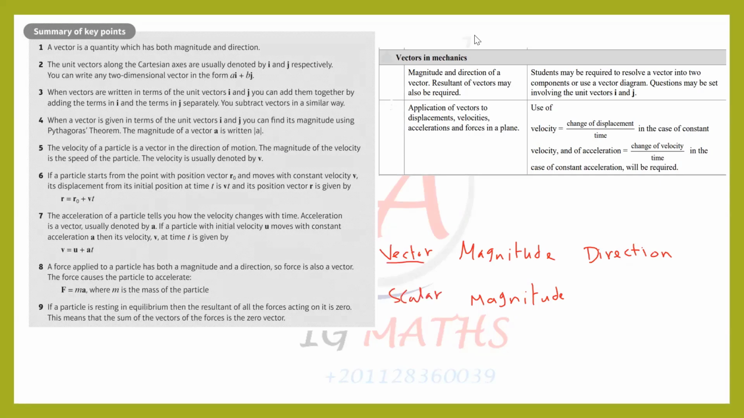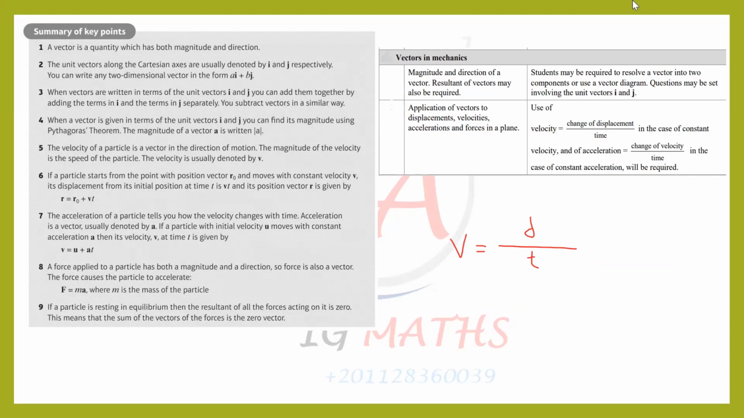So the quantities are of two types. They may be a vector, or they may be a scalar. Magnitude and direction: it's very important to know that displacement, velocity, and acceleration are vectors. And then, how can we get the velocity? Velocity is the change in the displacement divided by the time. So it's the change of the distance over the time.